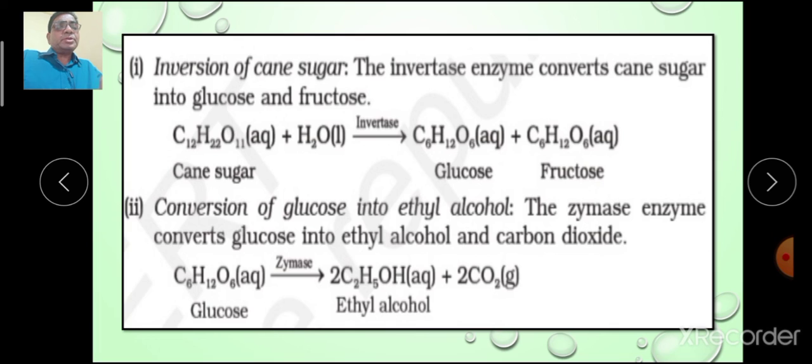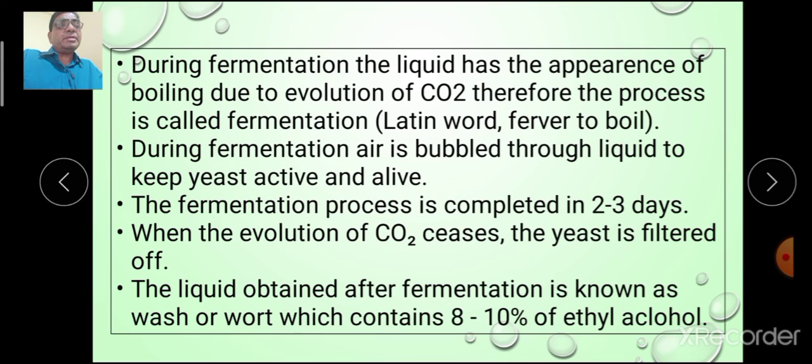Now out of this, glucose is converted into ethanol by the second enzyme, zymase. For example, glucose, by the action of zymase enzyme, gives production of ethanol and evolution of CO2 gas. During fermentation, the liquid has the appearance of boiling due to the evolution of carbon dioxide gas, and therefore the process is called fermentation, from the Latin word fervere, meaning to boil.